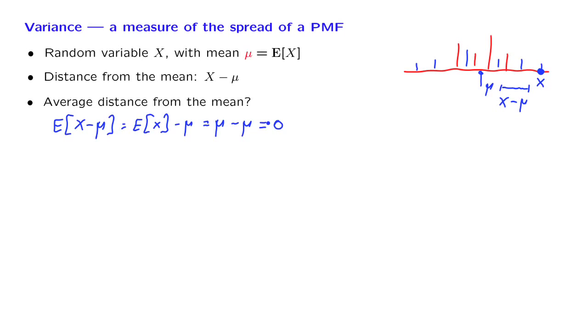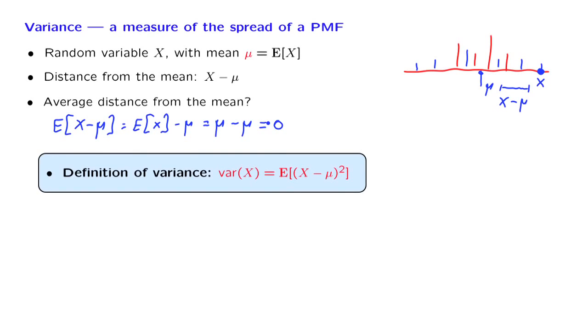Mathematically, it turns out that the average of the squared distance from the mean is a better behaved mathematical object. And this is the quantity that we will consider. It has a name. It is called the variance, and it is defined as the expected value of the squared distance from the mean. The first thing to note is that the variance is always non-negative. This is because it is the expected value of non-negative quantities.